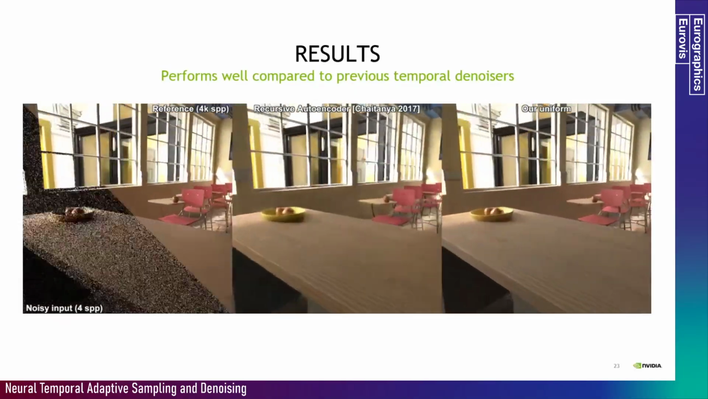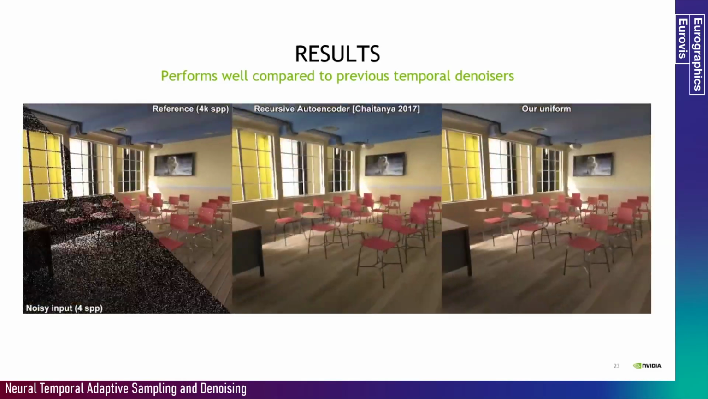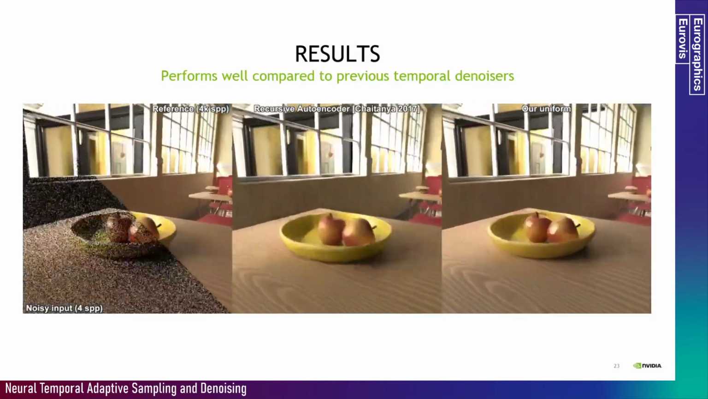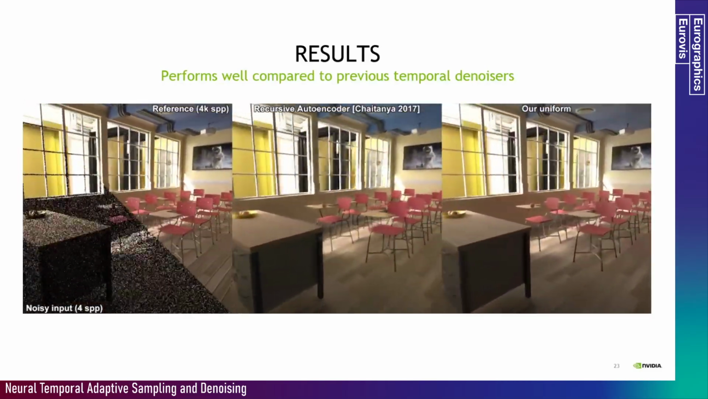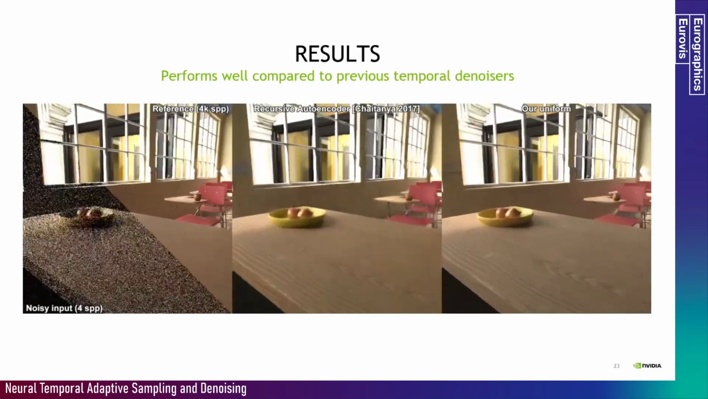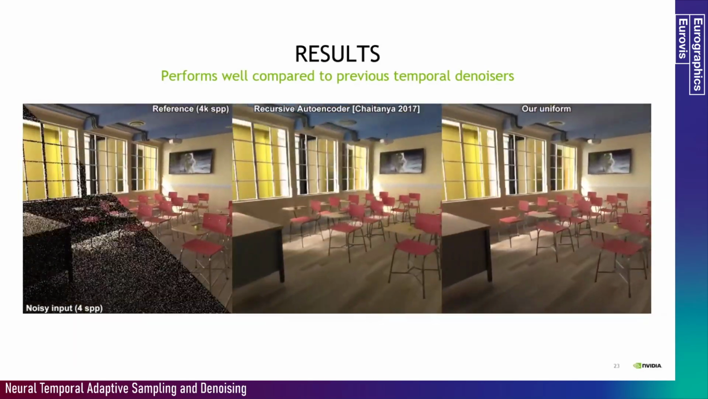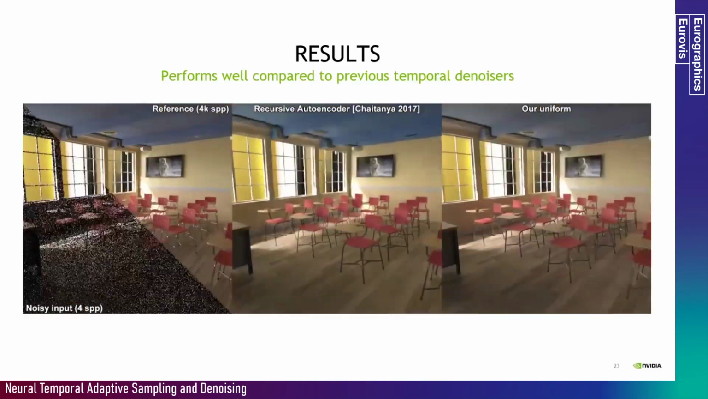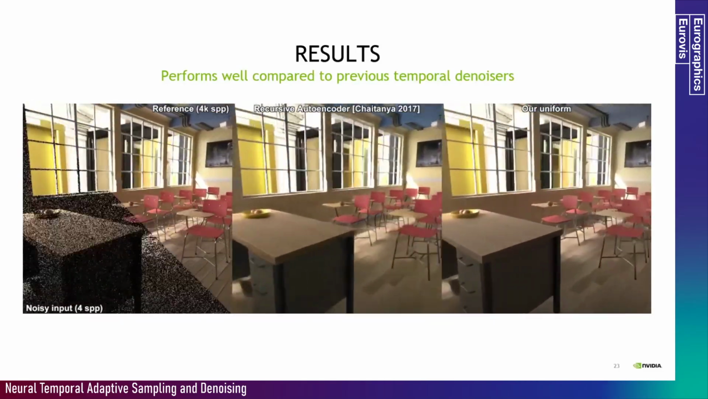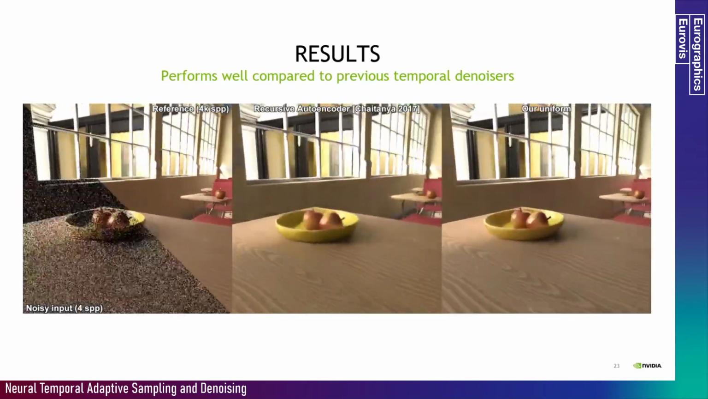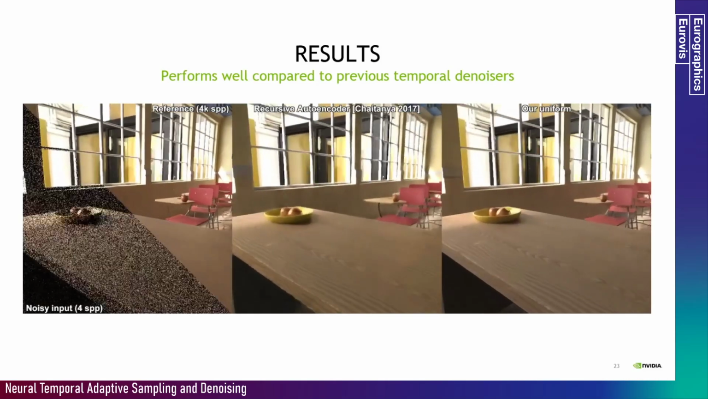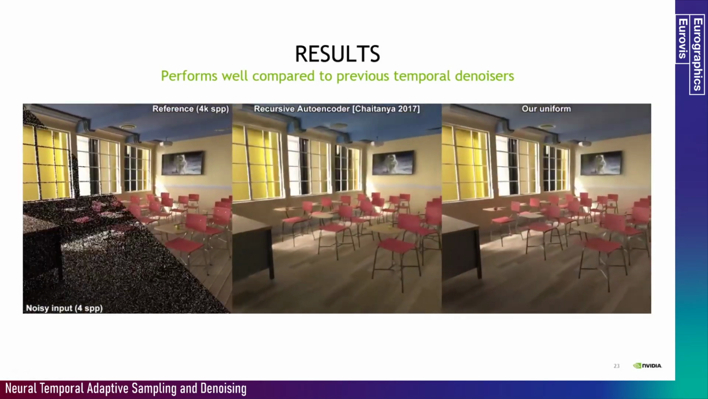And here you can see that the recursive autoencoder still struggles with a lot of temporal noise, while our network does a very good job. The reason for this is that it's actually very hard to learn the reprojection operator, which the recursive autoencoder has to do. We gain a lot of quality by just having a fixed function reprojection operator, and then having the network just learn where the reprojected data is correct or incorrect.